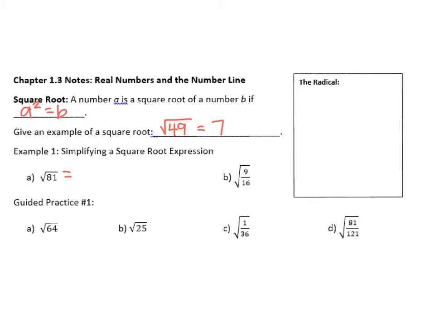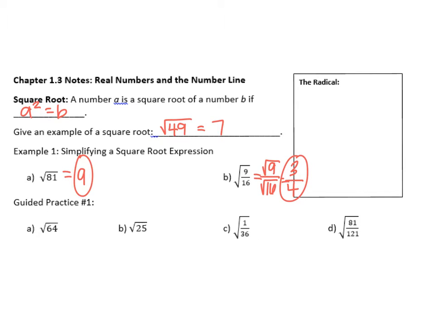To simplify a square root expression, what you're going to ask yourself is, what number can I multiply by itself 2 times to get that number? So for A, the square root of 81, what number can you multiply by itself 2 times to get 81? That's going to be 9 times 9, so the square root of 81 is 9. If you have a fraction, you just break that fraction up, and it's going to be the square root of 9 over the square root of 16. The square root of 9 is 3, and the square root of 16 is 4, so my answer for that one's going to be 3 over 4.